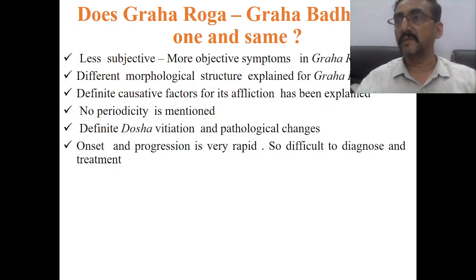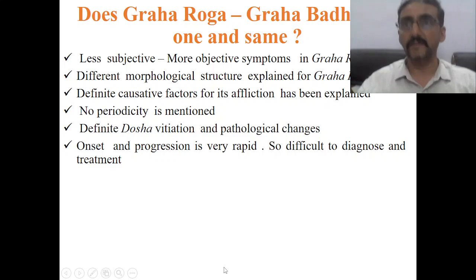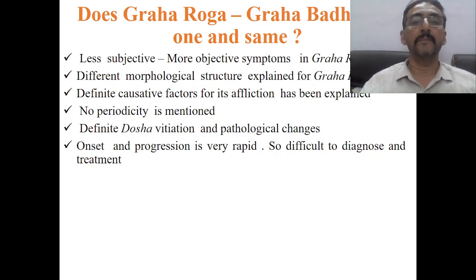Now, if we look at the other Grahas, Pakshadva, Dwadashadva, Masadva, the symptoms repeat in an episodic manner, isn't it? Whereas the Grahas mentioned in Kaumarbhritya have no episodic nature. Once it starts, it is continuous and rapidly progressive. That is one of the basic issues, how it is different from Graha Chikitsa.